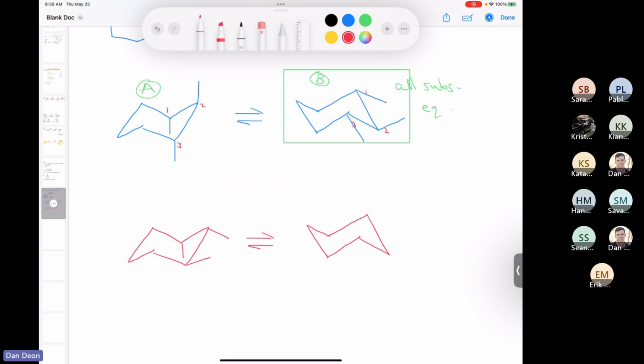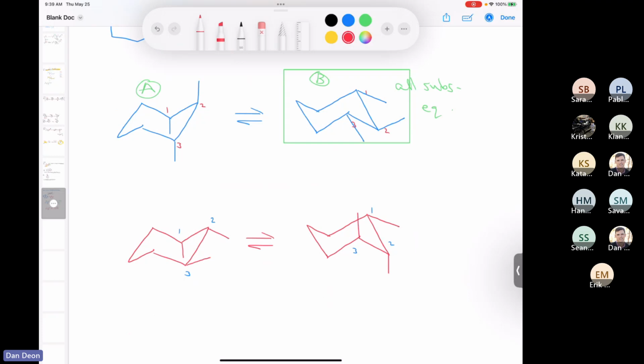So if I flip the ring, now what was carbons 1, 2, and 3 is going to be carbon 1, 2, and 3. Carbon 1 is going to have a methyl group, except it's going to be down and equatorial. The next one, carbon 2, the methyl group is going to be down axial. And in carbon 3, the methyl group's up, but now it's up and axial.